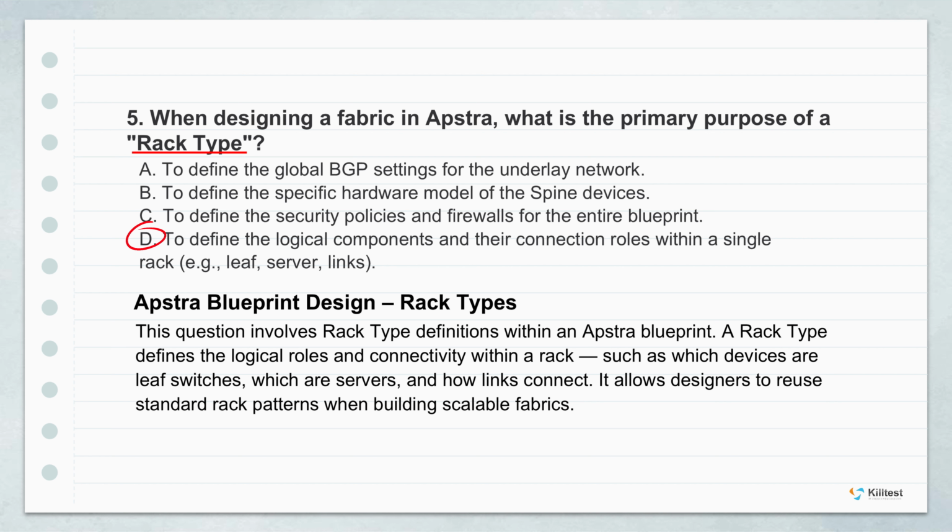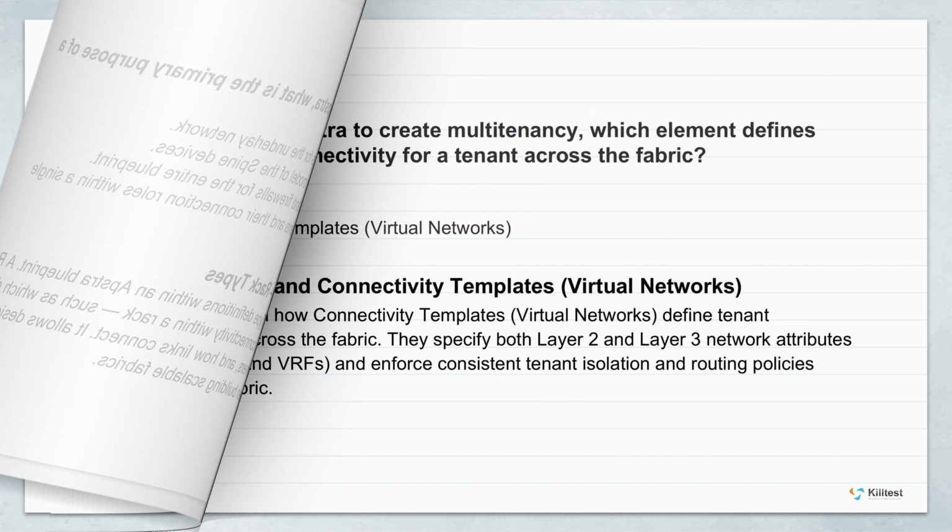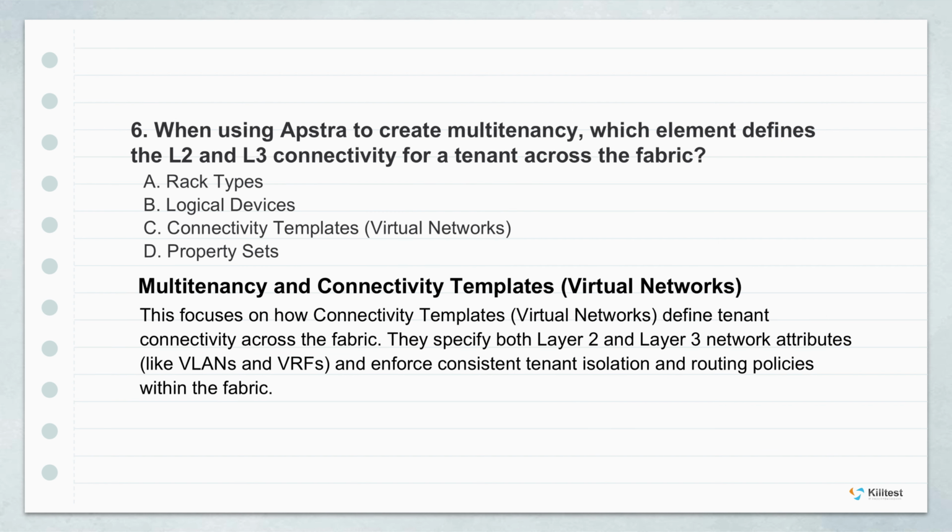So, okay, you've defined your physical rack structures with rack types. Now you need the virtual services on top. Right, the actual tenant connectivity. If I need to set up layer 2 domains, layer 3 routing, VRFs, all that stuff for a specific tenant or application across the whole fabric, how is that handled in Apstra? That's done using connectivity templates. You'll also hear them called virtual networks inside Apstra sometimes. Connectivity templates or virtual networks?